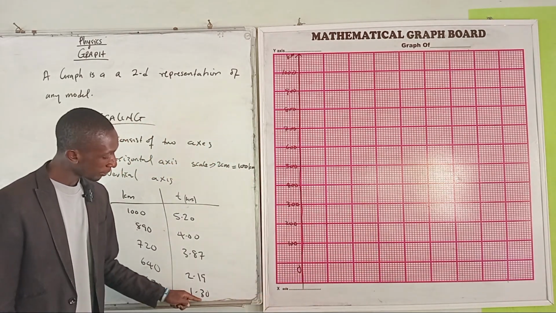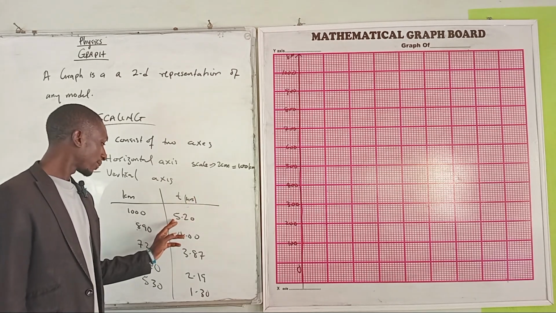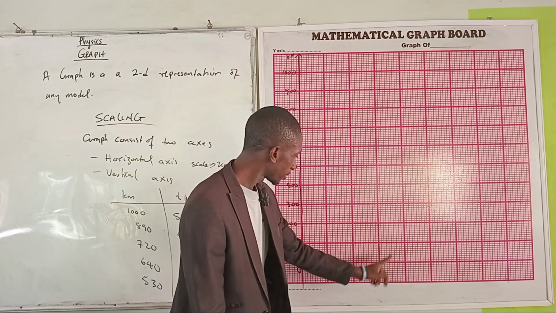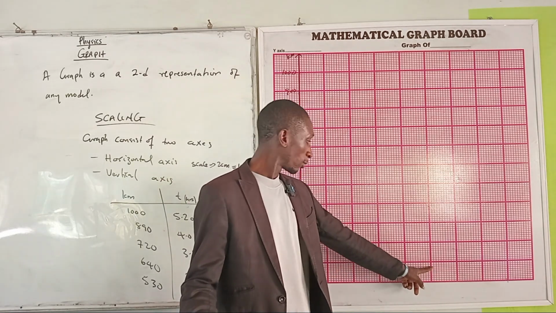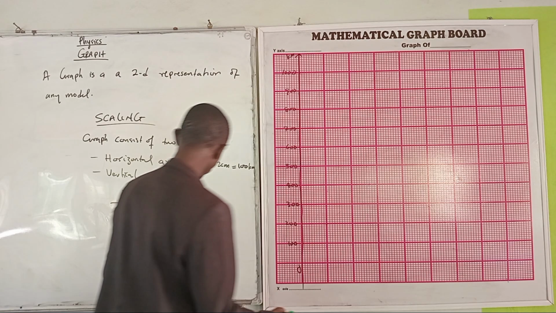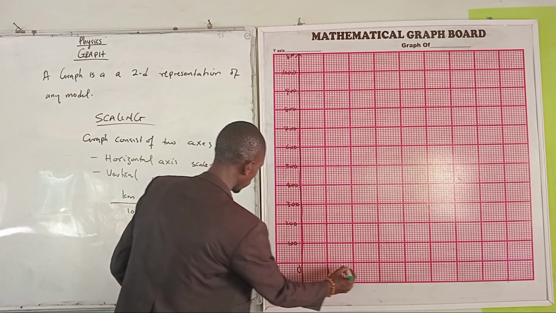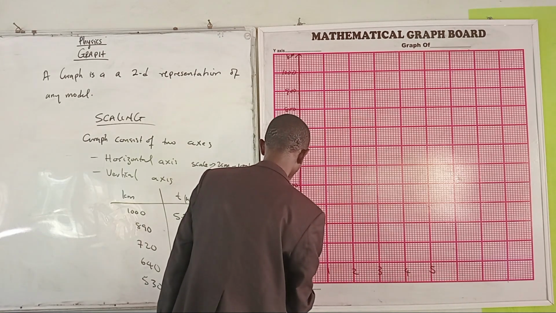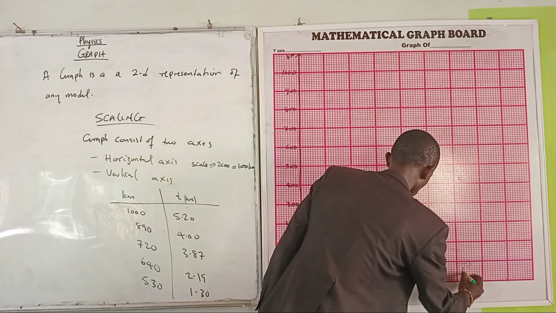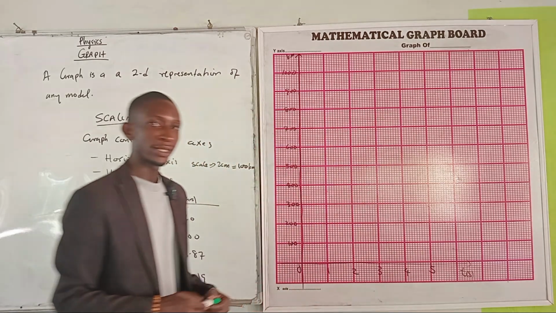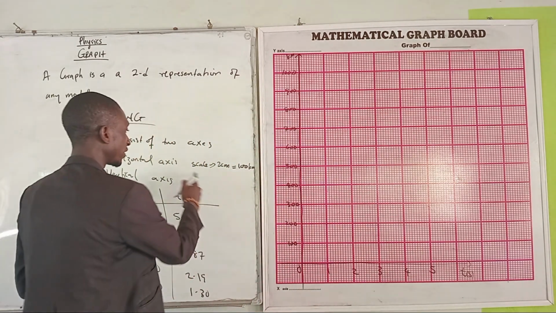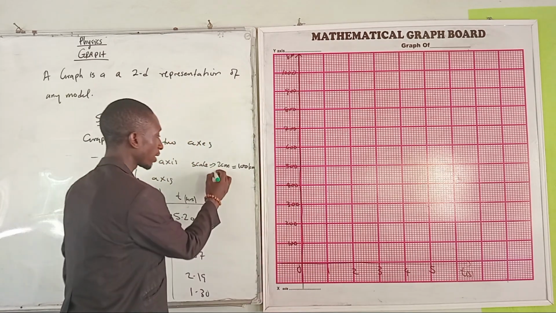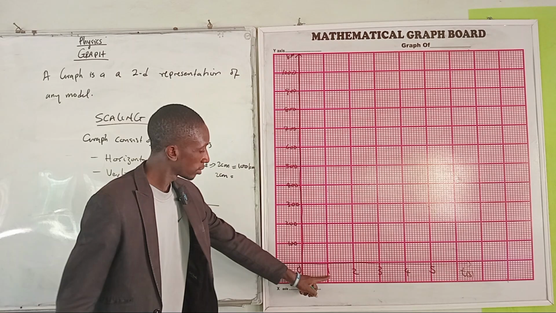Now let's check this side. The minimum value here is 1.30 hours. The maximum here is 5.20. So from 0, if I do 1, 2, 3, 4, 5, fine, it's going to go. So let's just do that. So here is 1, 2, 3, 4, and a 5. So let's call this time in hours. The same way, now this is our scale of the y-axis. Our scale of the x-axis is the same, 2 centimeters to 1 hour.